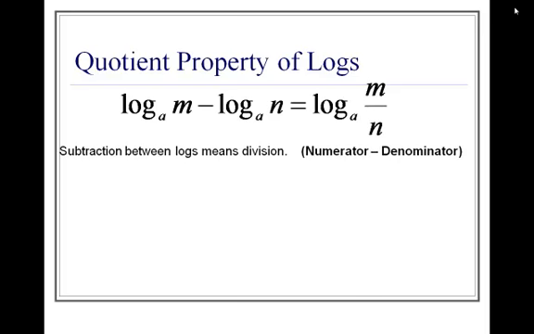The first number is the numerator, the second number is the divisor. Okay, here's our example. Log base 2 of x minus log base 2 of 4. I can squish these together as one logarithm, and I'm going to be dividing because of that subtraction sign. So log base 2 of x divided by 4.